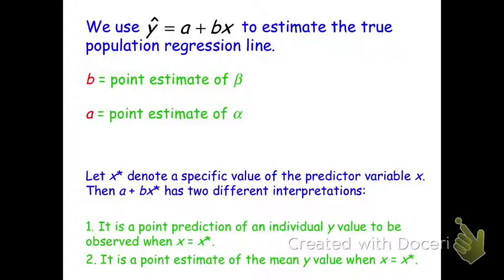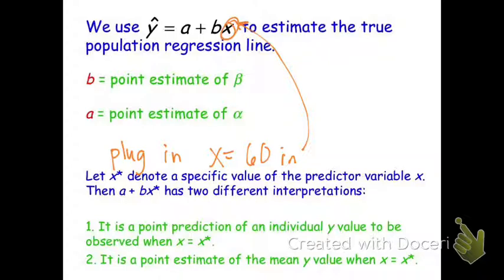These are different B and alphas, right? So when you are interpreting this, if I said plug in an x value, so plug in x equals 60 inches tall, when you plug that in to your y hat equals a plus bx, you're predicting two things, or you can interpret this in two different ways. And I will ask you to interpret it both ways.